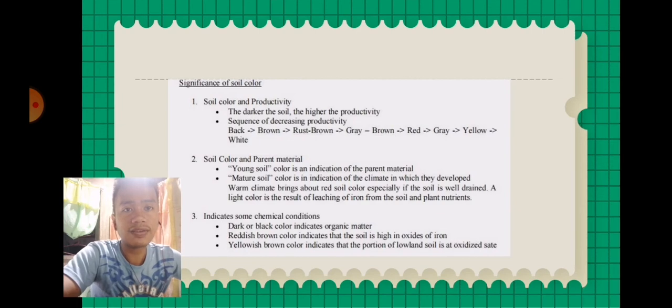The significance of soil color. Number one, soil color and productivity: the darker the soil, the higher the productivity. The sequence of decreasing productivity is black, brown, rust brown, gray, brown, red, gray, yellow, white. Number two, soil color and parent material. Young soil color is an indication of the parent material. Mature soil color is an indication of the climate in which they develop.